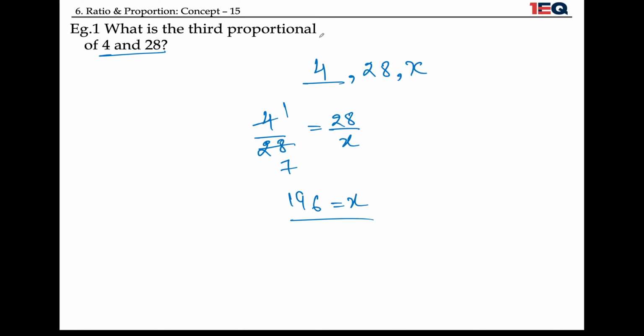What is the third proportional? Whenever such a question comes up, you have to write a, b, and c together. And as I've already said, b squared is equal to ac. Any one of the numbers can be missing. This time c was missing. Okay, that is why it was asked: what is the third proportional of 4 and 28? I'll be moving on.